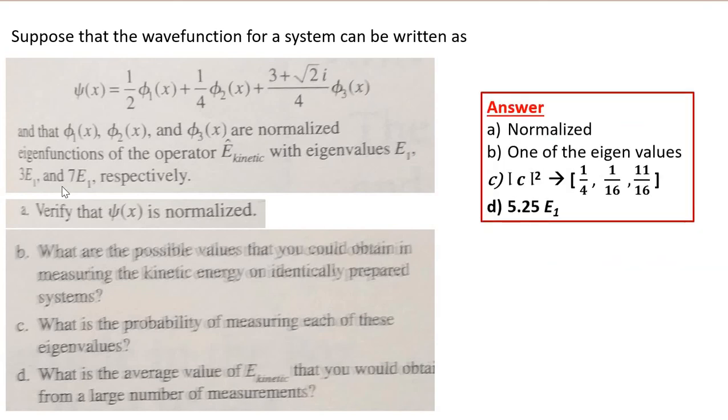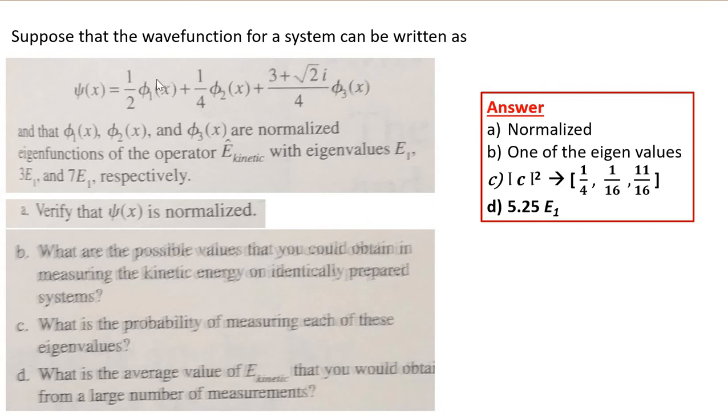First of all, the first part is easy, you can check that it is normalized. The second part, what are the possible values? Of course, one of the eigenvalues, that is either E1 or 3E1 or 7E1. And then what is the probability of getting E1 or 3E1 or 7E1? That means the first, second or third. And as I mentioned, it is the mod square of the corresponding coefficient.